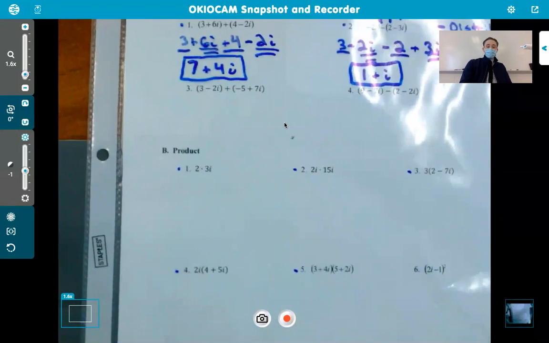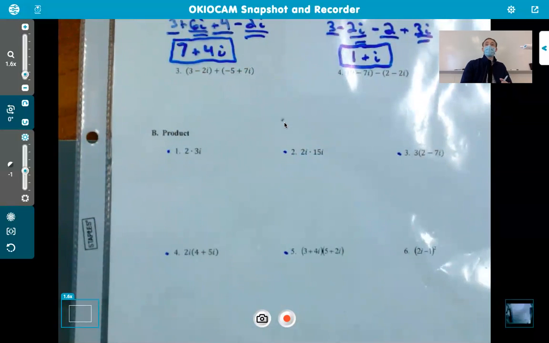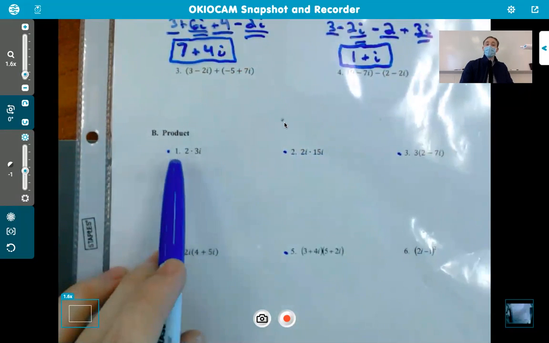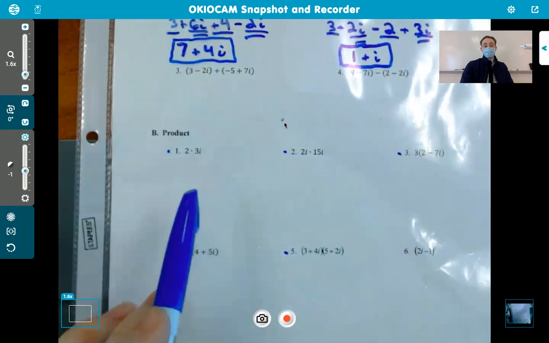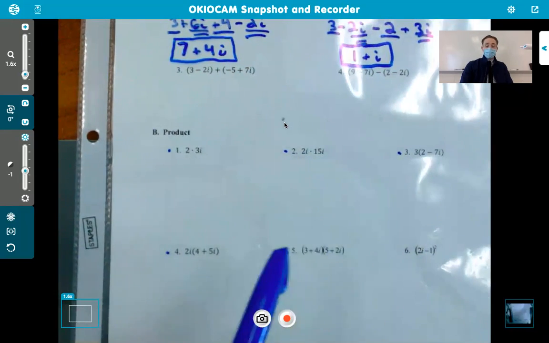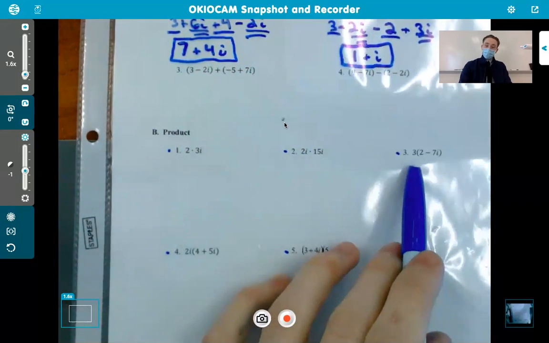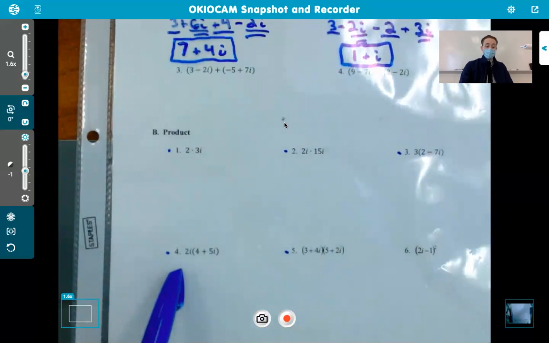We'll transition now into product. So product obviously means we're doing multiplication. All right, we're going to look at numbers 1 through 5. The reason is each problem has its own unique view here. In number 1, I'm multiplying a real number times an imaginary. Number 2, I have an imaginary times an imaginary. Number 3, I'm distributing a real into a complex. 4, distributing an imaginary into a complex. And then 5, I have a complex times a complex. So these are all the kinds of questions that you might see when dealing with a product, okay?